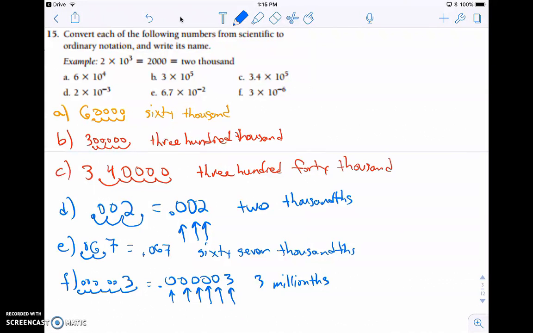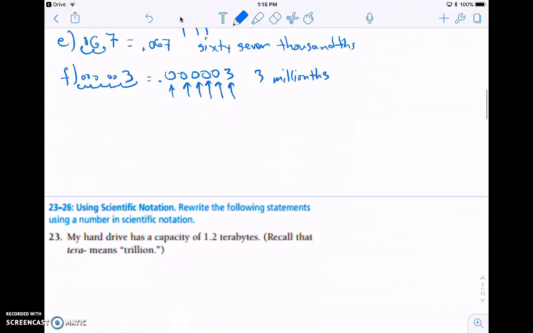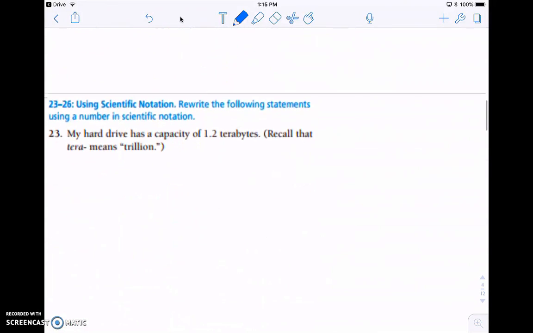And those are some terms we hear, microtechnology, nanotechnology, and so forth. But that's looking at converting from scientific notation to just kind of our ordinary notation that we use and the names of those. And so being able to convert those back and forth is key. But just remember that it's always a number between 1 and 10 times 10 to a power. So if you have any questions on that, let me know.